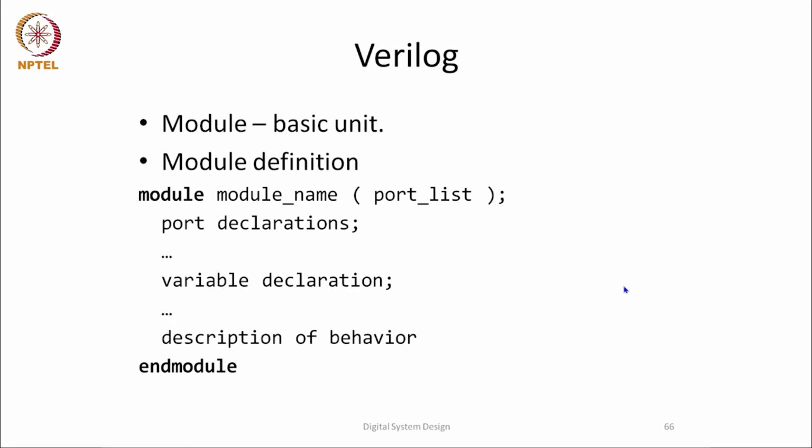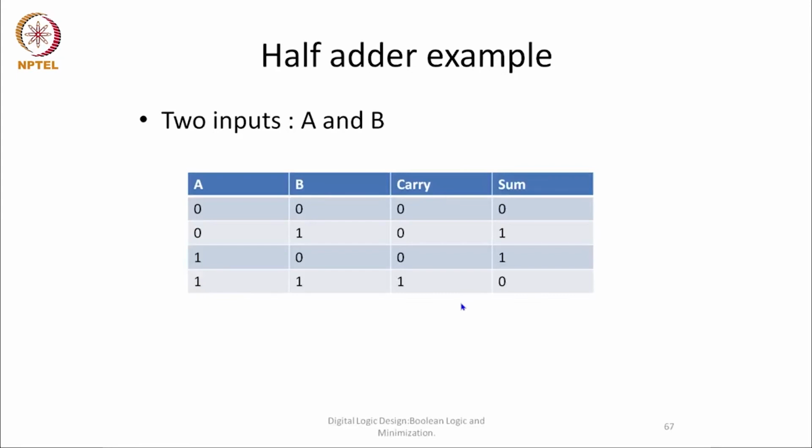The basic structure of a Verilog module would be: you write module, then the module name, and then you describe all the ports. Ports need to be declared. You need to tell which port is an input port and which port is an output port. Then you describe the behavior of the module, and then you call endmodule. You can also treat this like a C++ class or a C function. Let's take an example and see how it works.